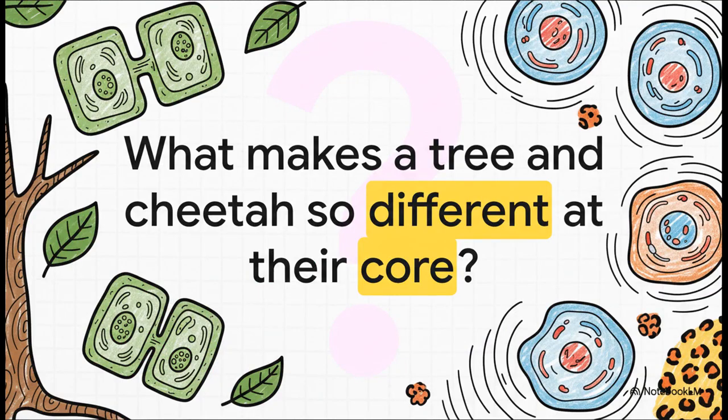I mean, think about it. A giant redwood tree and a cheetah. On the surface, yeah, the difference is pretty obvious, right? One is just rooted to the spot, reaching for the sun, and the other is this blur of speed and muscle. But the real story, the source code that makes them so different, you can't see it. It all starts way, way down at the microscopic level, in the design of their cells.